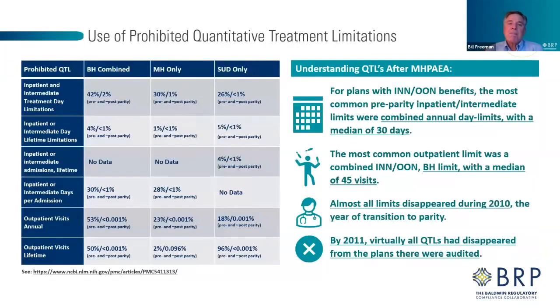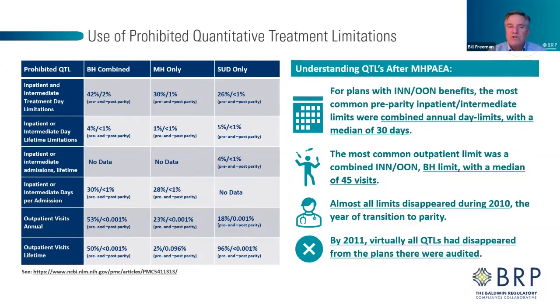Next. So this slide describes what the effect of MHPAEA has been. You may recall that the original Mental Health Parity Act was passed in 2008, and the NIH, National Institute of Health, did a survey of how plans changed after passage of the act. And this table to the left comes from the National Center for Biotechnology Information, which is part of NIH. You can see the prohibited QTLs are listed down the left hand, and they're highlighted in the dark blue boxes. Then to the right, you'll see behavioral health combined. That's if you add the mental health and the substance use disorder benefits combined.